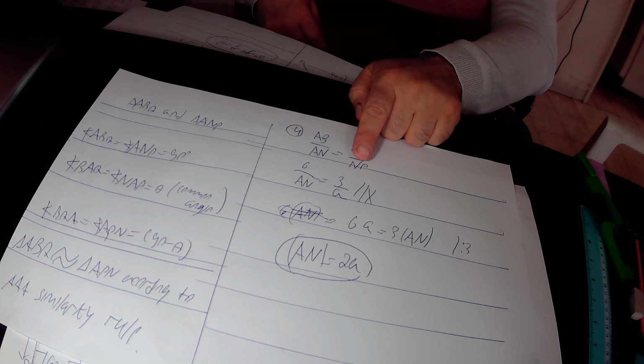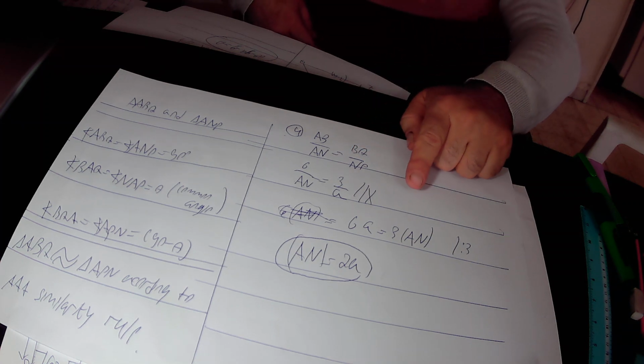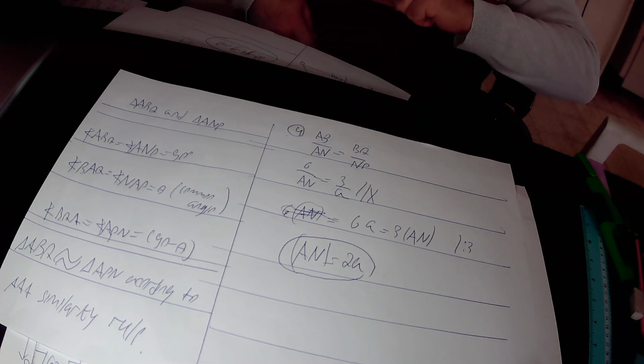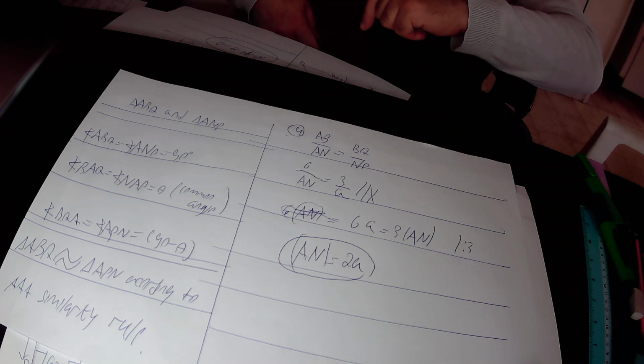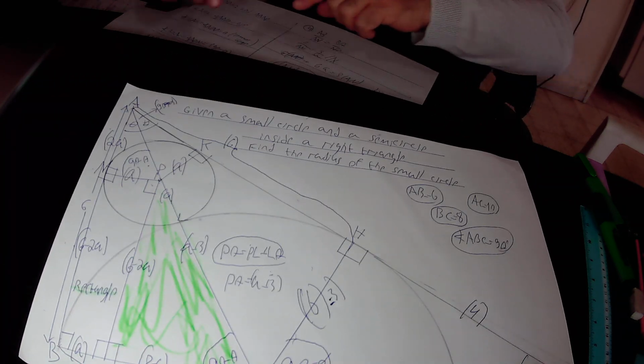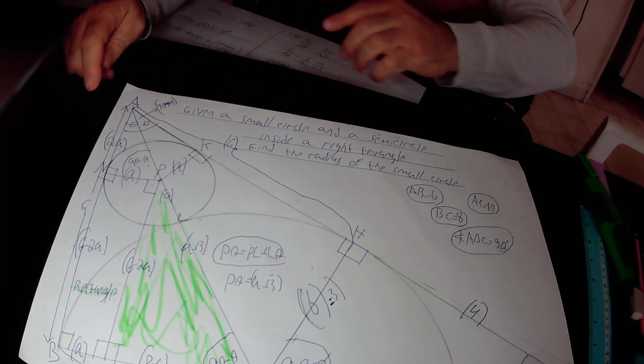By cross multiplying this equation, we finally found out that 6a equals 3 times AN. Here we divide this equation by 3 and finally find that the missing side AN equals 6a over 3, which is 2a. So the missing side AN equals 2a units in length.